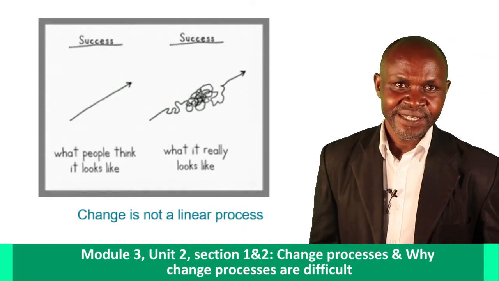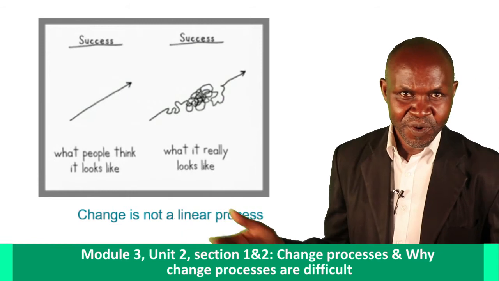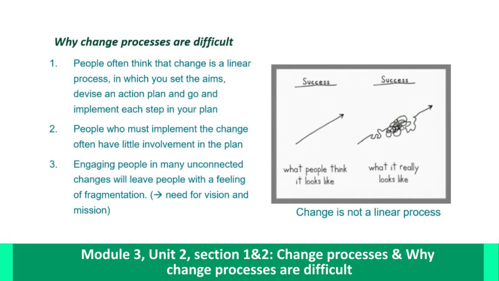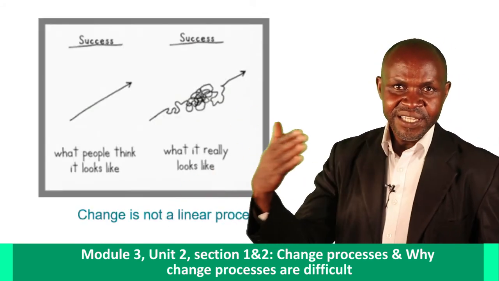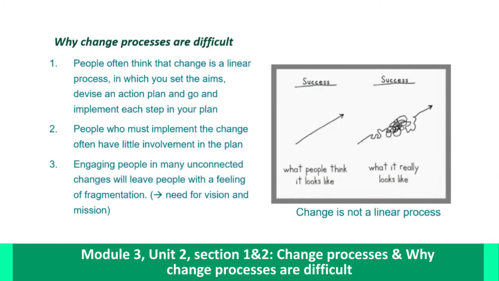To the contrary, change does not happen in a linear way. What is known is that people who must implement the change often have little involvement in the plan, and their views are often not considered. They can also get stuck at certain stages. So, engaging educational leaders in many unconnected changes will leave them with a feeling of not being valued. In order to succeed in changing things, you have to know that there are ups and downs, that the change looks like a zigzag line. You have to stay focused and invest your own effort.